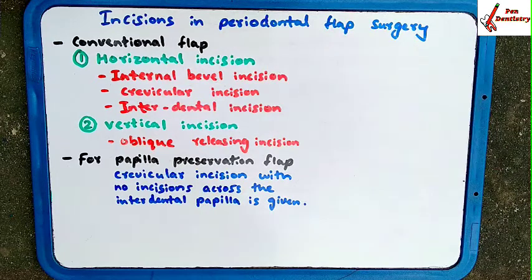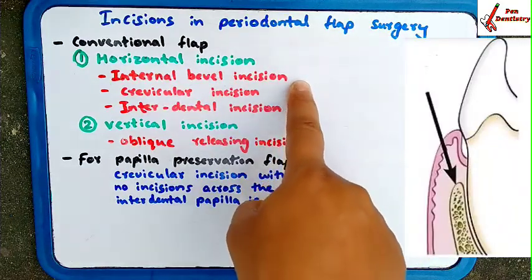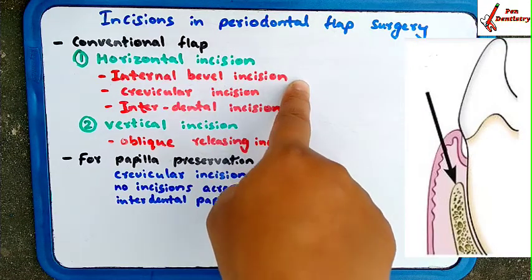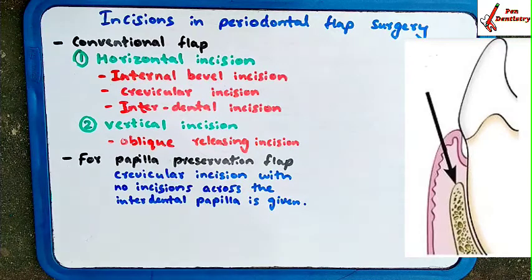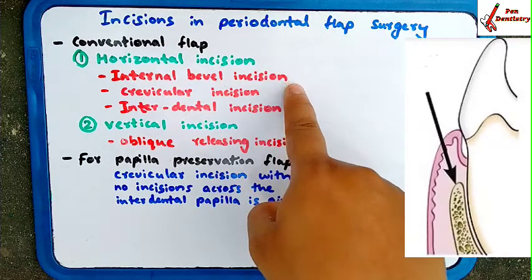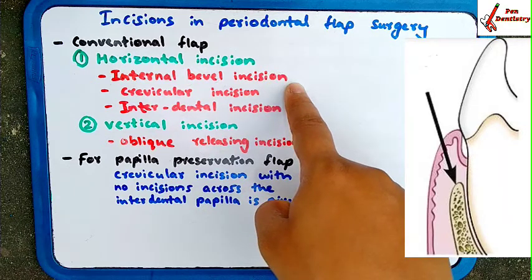In conventional, the first is horizontal and the second is vertical. The horizontal incision includes the internal bevel, crevicular and interdental incision. Internal bevel incision is also known as reverse bevel incision. How is this done? It starts 1 to 2 mm from the gingival margin, aimed at the bone crest. This is the basic incision in most flaps.